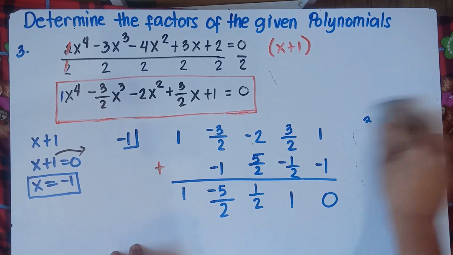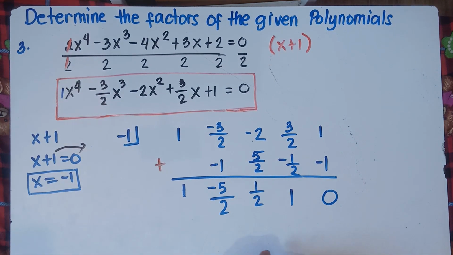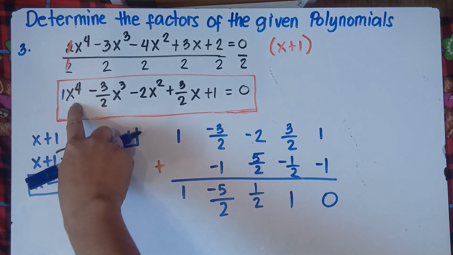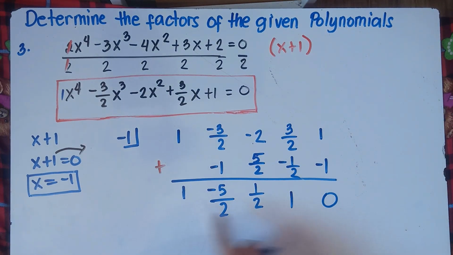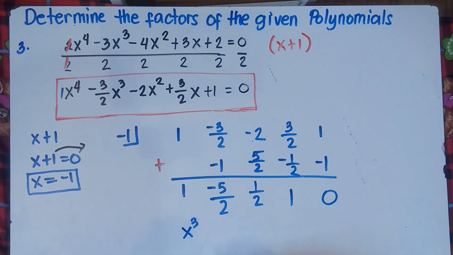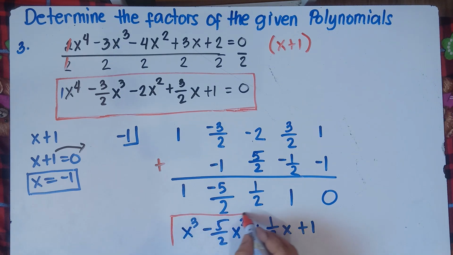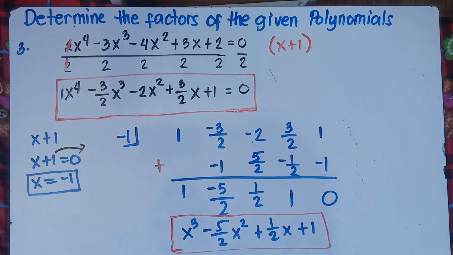And the answer for this one, class, we have x raised to the power of 4 divided by x. This will be x cubed, class. Our answer will be x cubed, then negative 5 over 2 x squared plus 1/2 x plus 1. So this will be our second factor. We need to simplify this one again to find the factors.